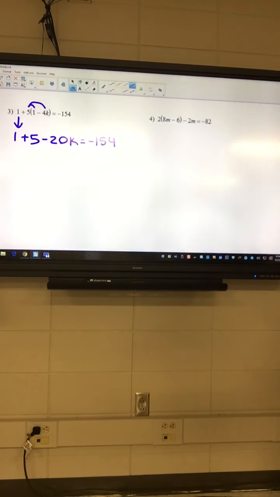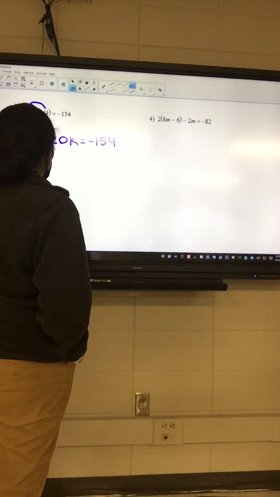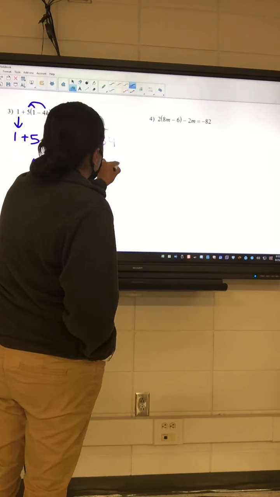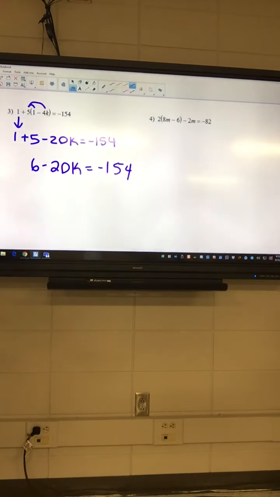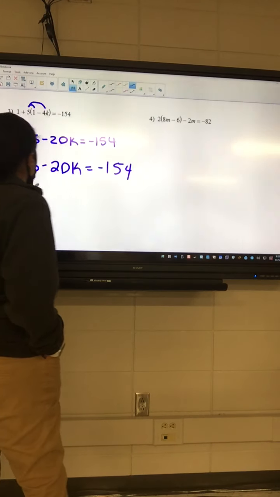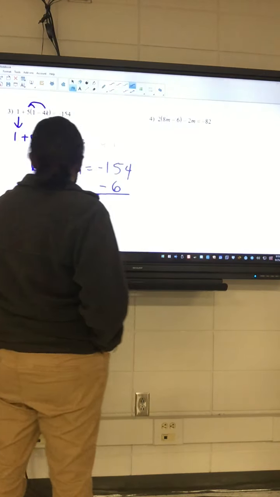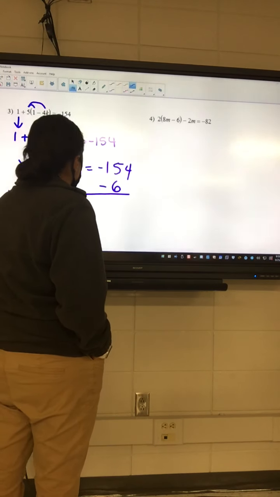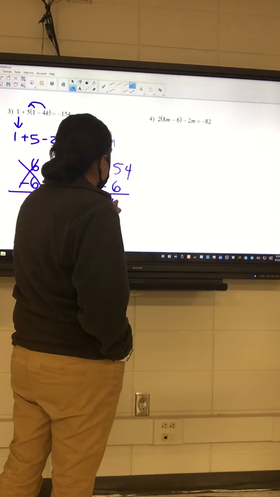What's step 2? Combine like terms. What can we combine? The 1 and the 5, so 1 plus 5 is 6 minus 20k equals negative 154. Subtract the 6 from both sides. Negative 160.